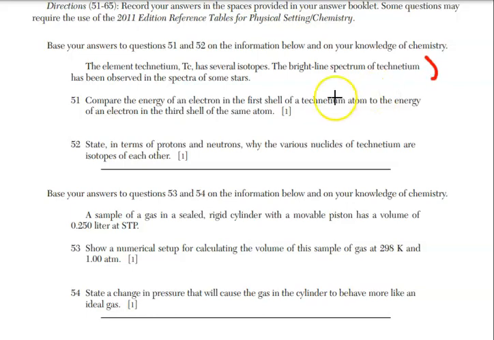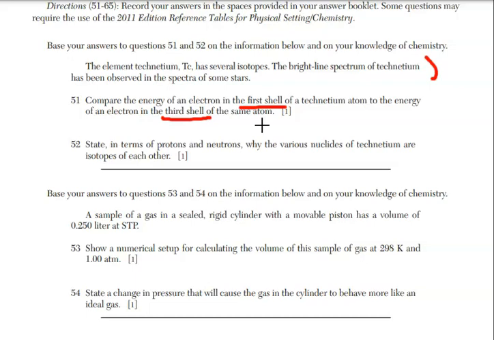Question 51. Compare the energy of an electron in the first shell of this atom to the energy in the third shell. Well, as it turns out, for any atom, as the electrons fill up that atom, the electrons that are further away from the nucleus, in the case of 51, the third shell, are higher in energy than any electrons closer to the nucleus, in this case the first shell. So the energy in the third shell for the electrons is greater than the energy in the first shell.